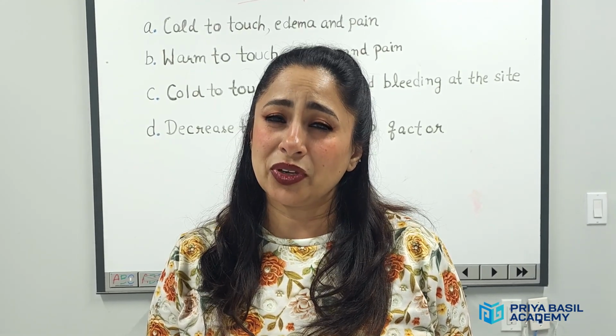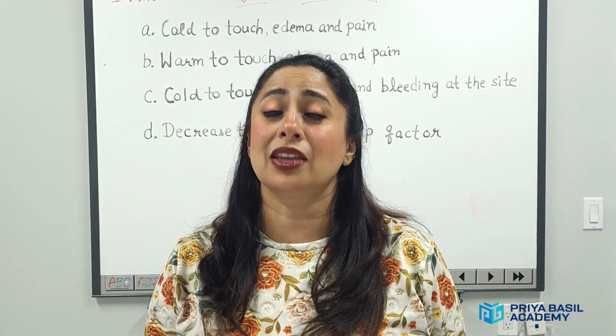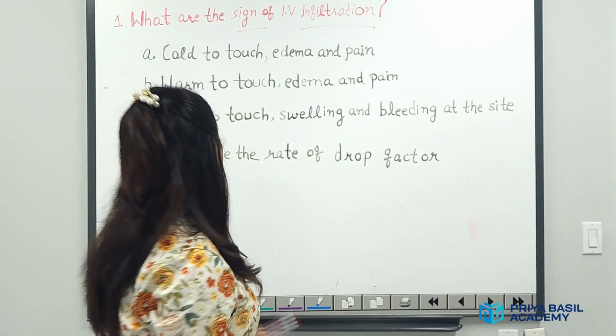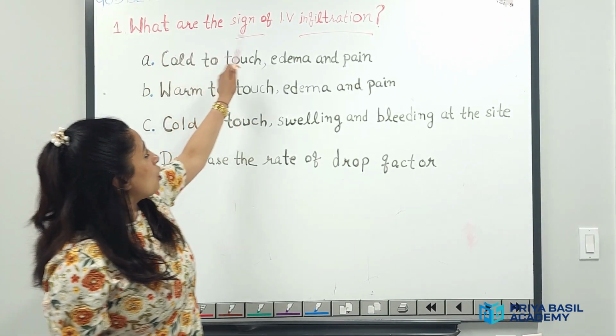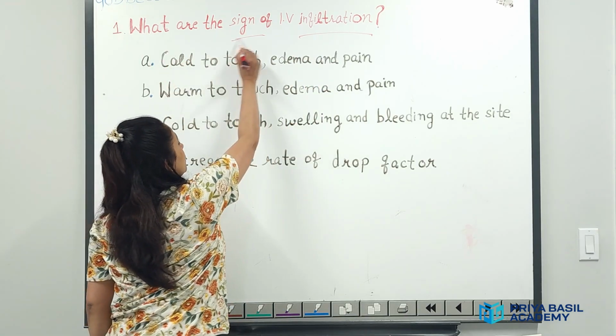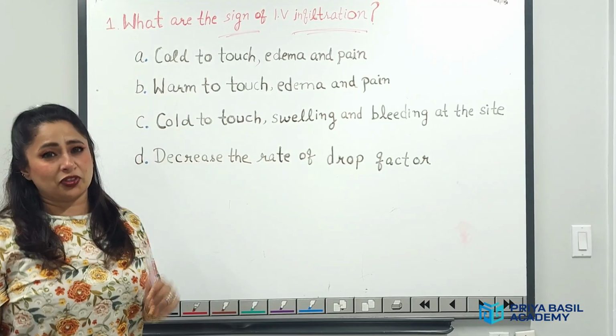I will be teaching you here how to analyze a question, how to use your critical thinking and applications in picking the right option. So let's begin with the question. We have one question here, which is: what are the signs of IV infiltration? When you're looking into the scenario, you can see the keywords sign and infiltration. So that's your keyword for the exam.